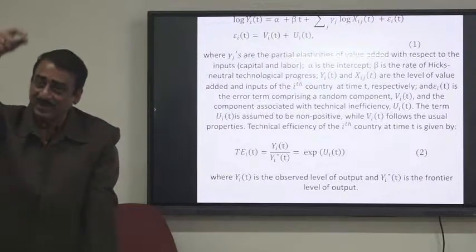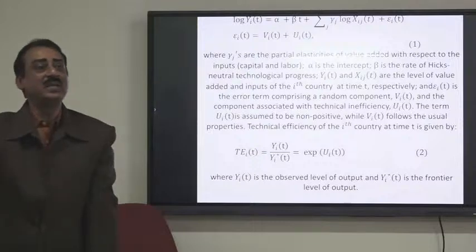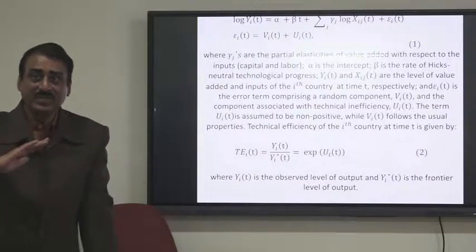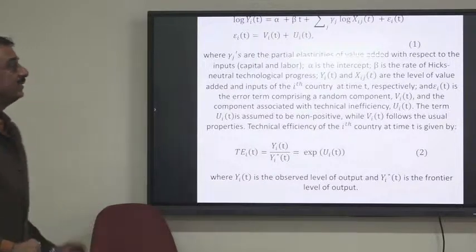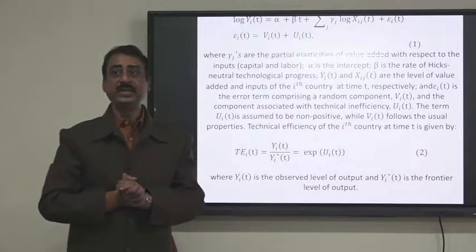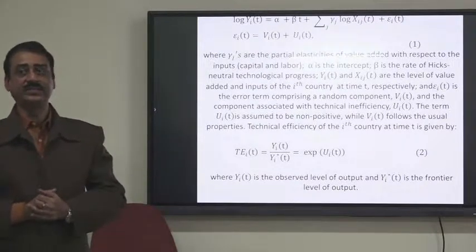And from that, you can also measure the change in technical efficiency over time, how a firm is behaving, whether its technical efficiency is remaining constant or it is changing. That can also be done. So that is why it is able to decompose the total factor productivity growth in terms of technological progress as well as change in technical efficiency.